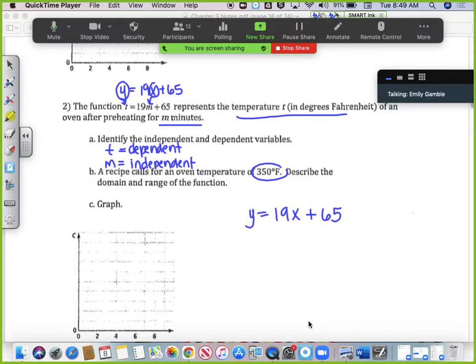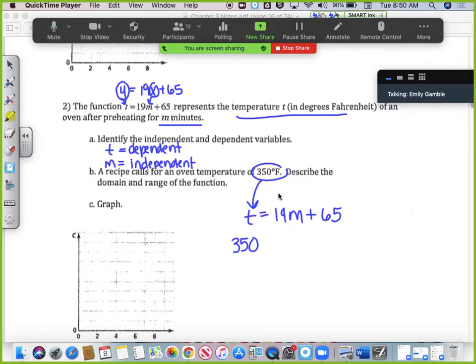In order to do that, let's see how long it takes for an oven to preheat. Let's figure out how long it takes for an oven to get to 350 degrees. Well, 350 degrees represents a temperature. So if I was going to replace 350 for a variable, will I replace it for T or M? What does 350 represent? A temperature or a minute? Yes. So I'll take 350 and replace it here for T.